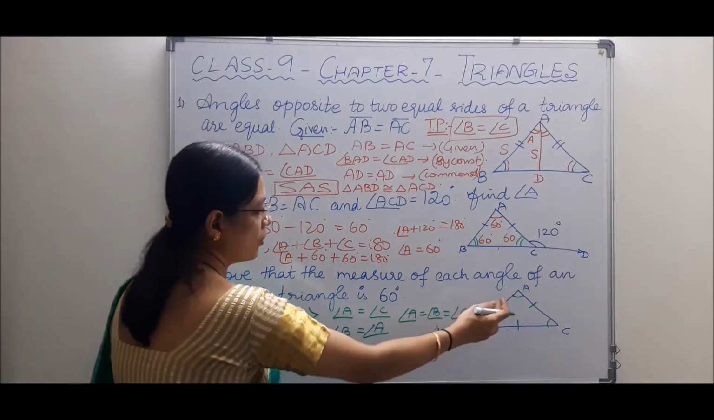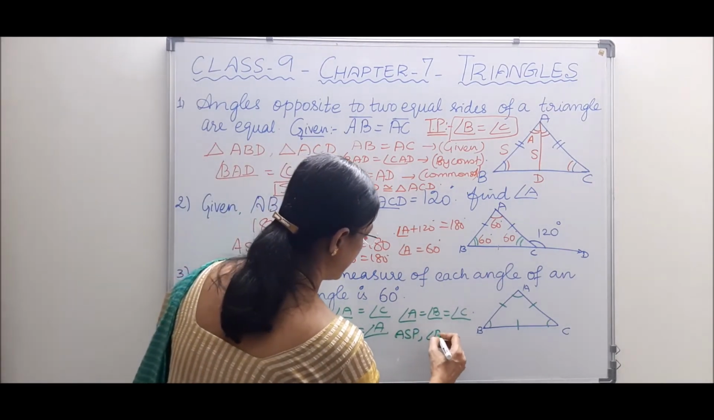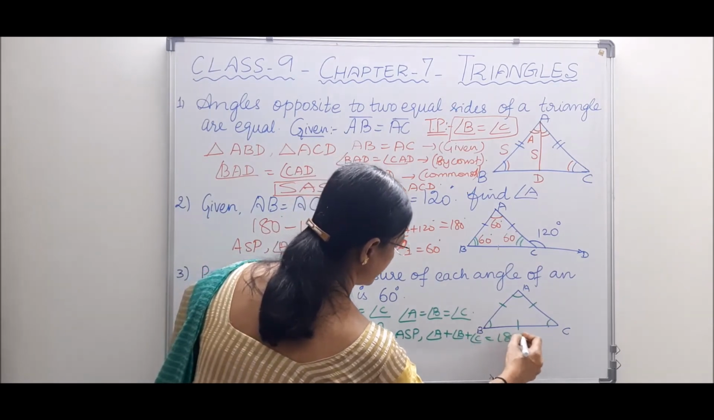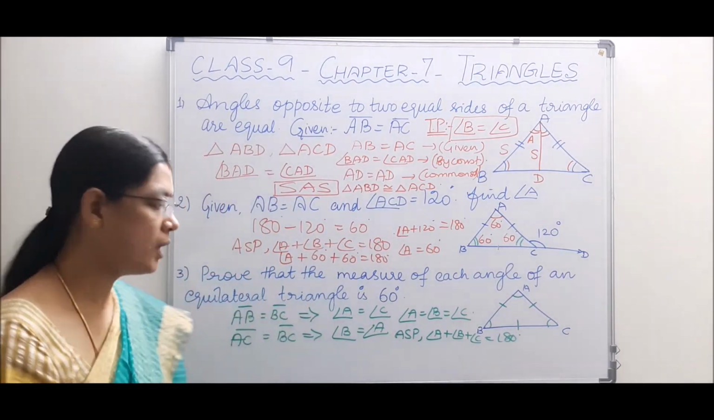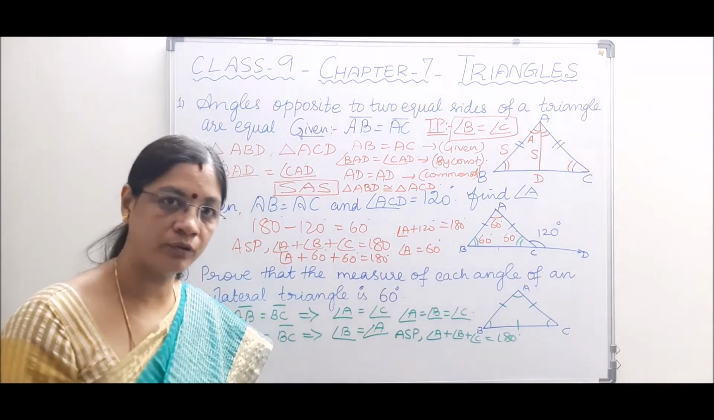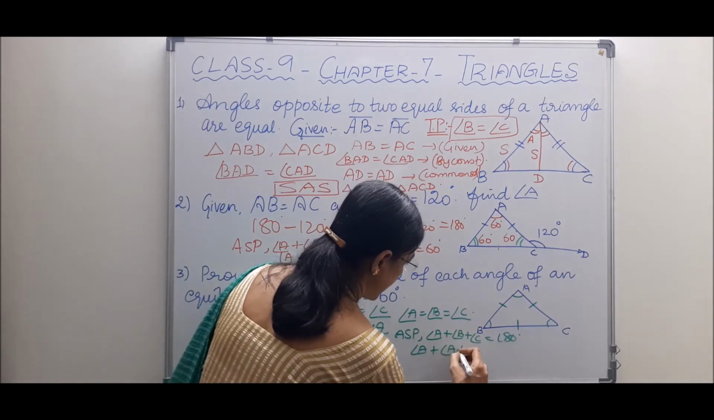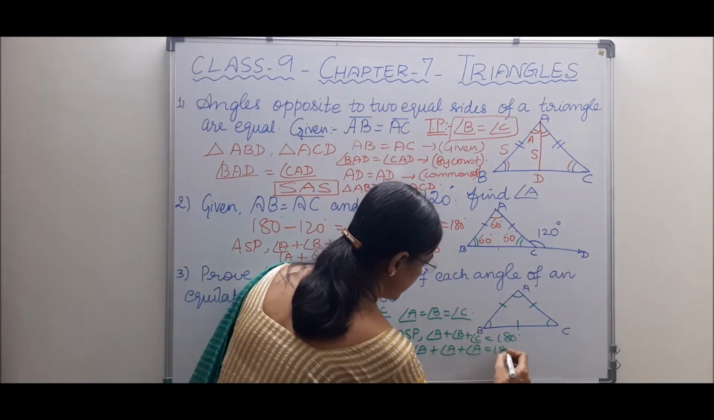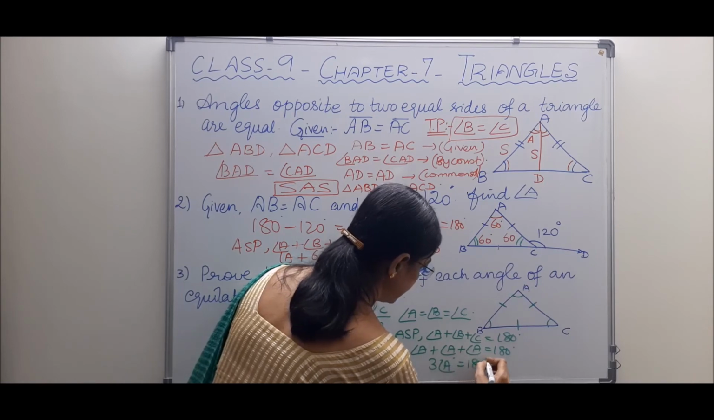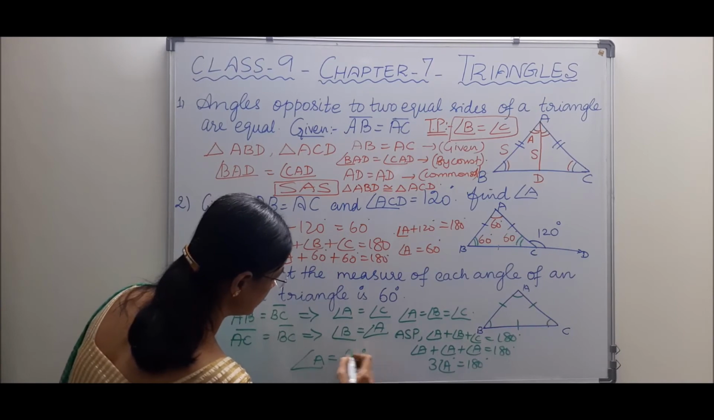Now according to the angle sum property, angle A plus angle B plus angle C is equal to 180 degrees, isn't it? So now I replace angle B and angle C by A because all the three are the same. So I have angle A plus angle A plus angle A is equal to 180 degrees, that is 3 times angle A is equal to 180, or angle A is equal to 60 degrees.